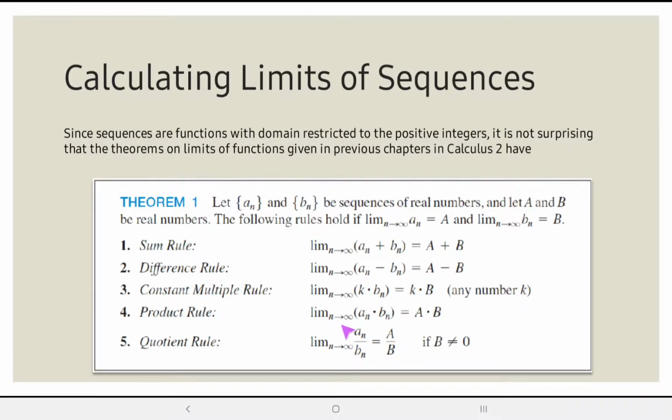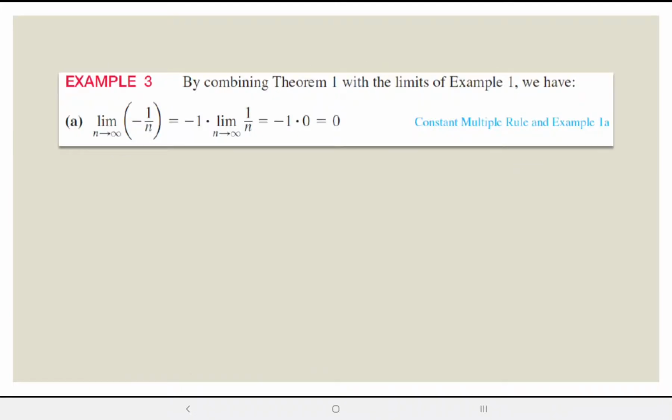When it comes to the product rule, the limit of the products is the product of the limits. Okay? And then here, pareho lang rin, the limit of the quotient is the quotient of the limits given that b is not equal to 0. Okay? Kailangan b is not equal to 0 kasi we cannot divide a number by 0. Okay, so we have example 3. By combining theorem 1 with the limits of example 1, we have the following.